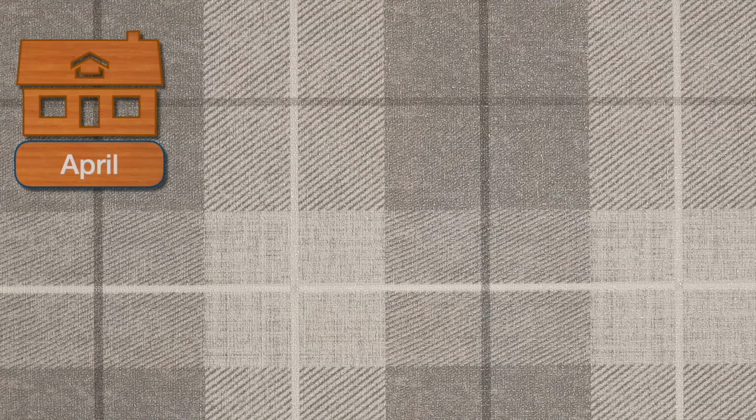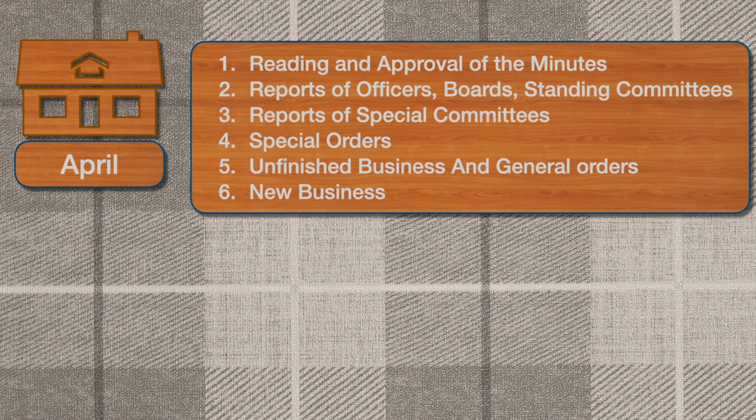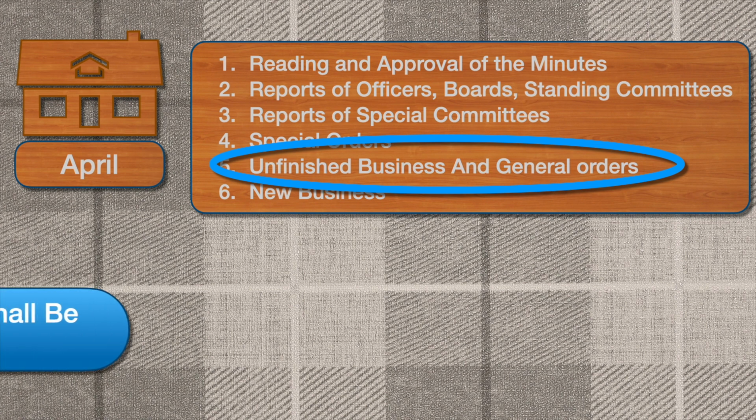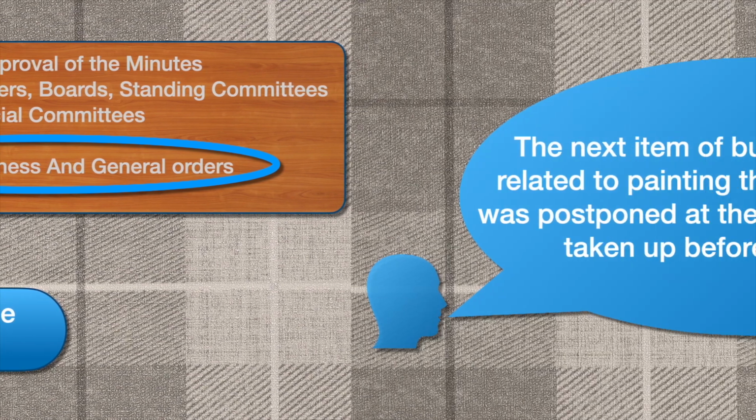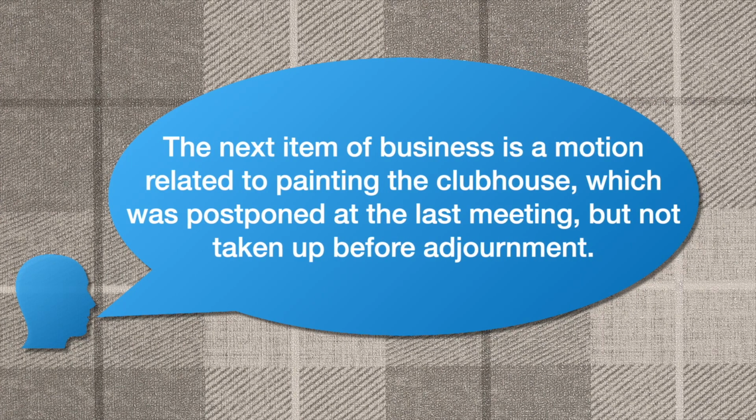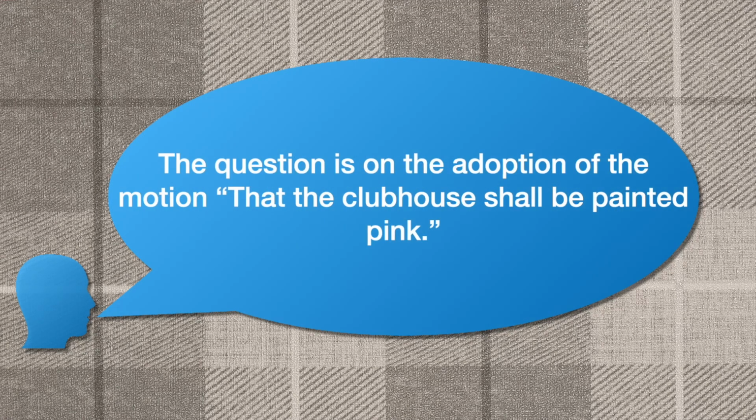This means that when we get to April's meeting, we will move through the standard order of business just as usual, and when we arrive at unfinished business and general orders, our motion will surface. And the chair will introduce it by saying, for example, the next item of business is a motion related to painting the clubhouse, which was postponed at the last meeting but not taken up before adjournment. The question is on the adoption of the motion that the clubhouse shall be painted pink.